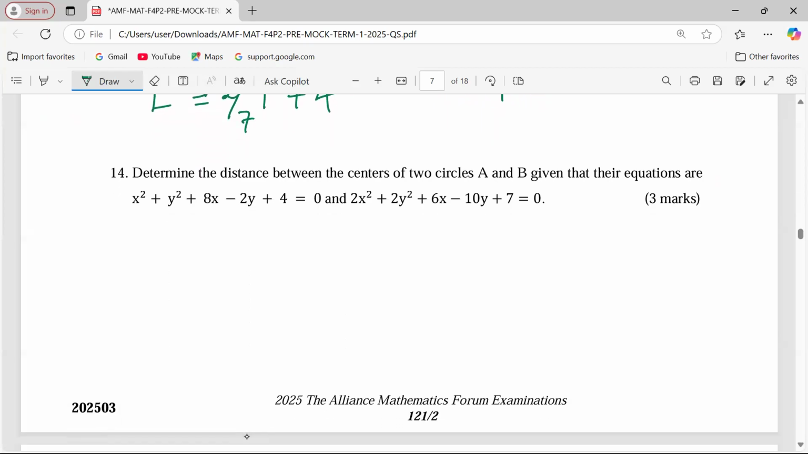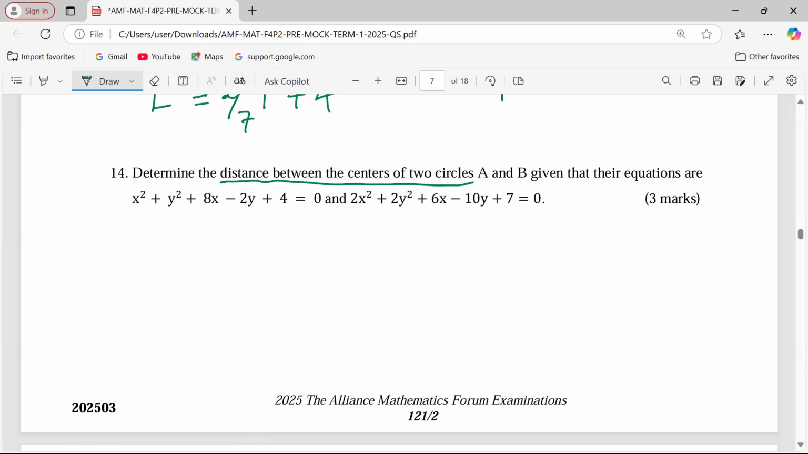We're looking at number 14. Determine the distance between the centers of the two circles, A and B, given their equations. We have the first equation and the second equation. But what are we calculating? The distance between the two centers.